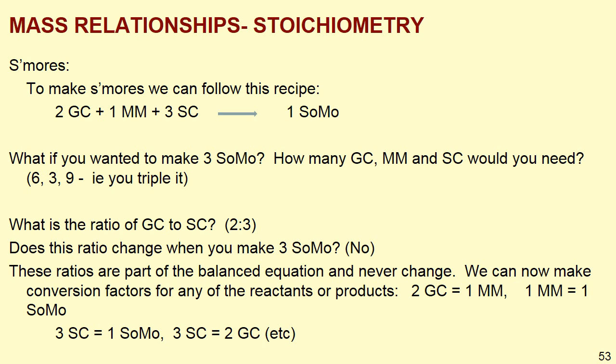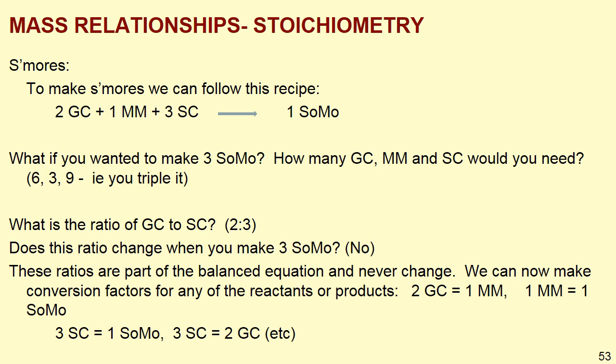So, sort of the same idea in a chemical reaction. The ratios always stay the same in a chemical reaction. All right, so what is the ratio of graham crackers to squares of chocolate? Well, it's 2 to 3. Does this ratio change if you make 3 s'mores? No, it's still 2 to 3. It happens to be 6 to 9, but it's still the 2 to 3 ratio.